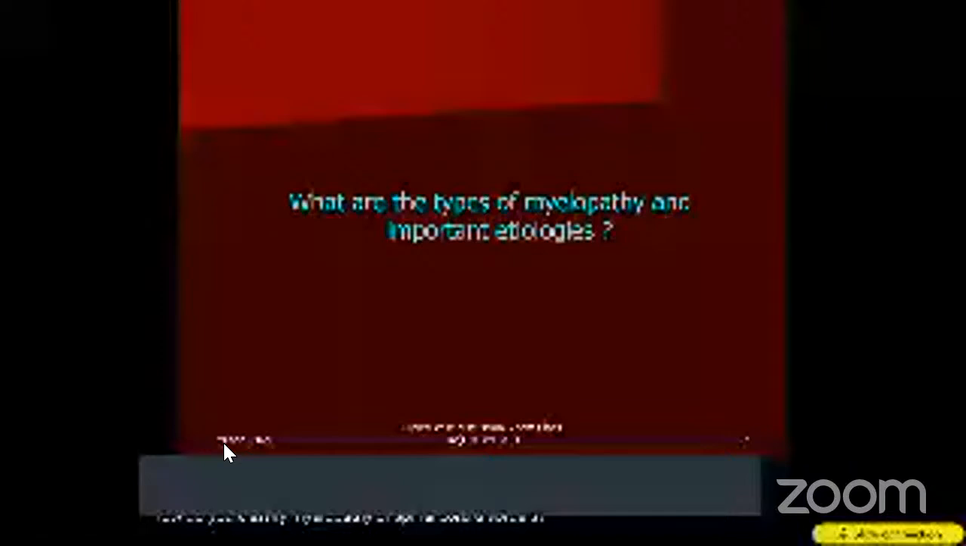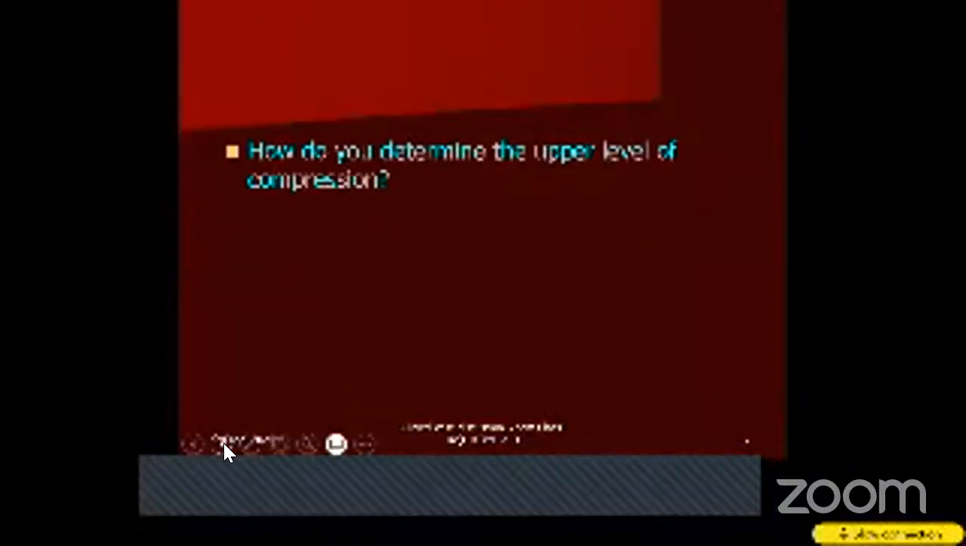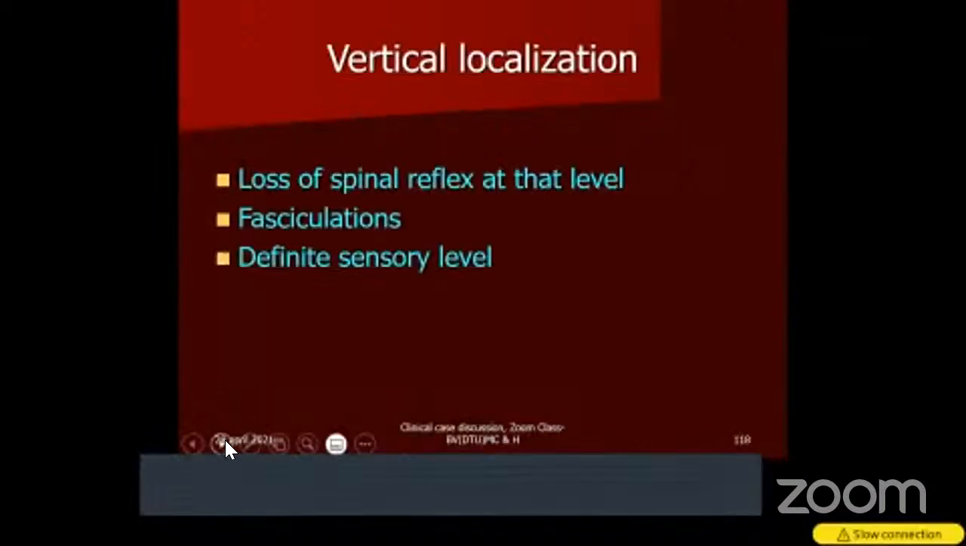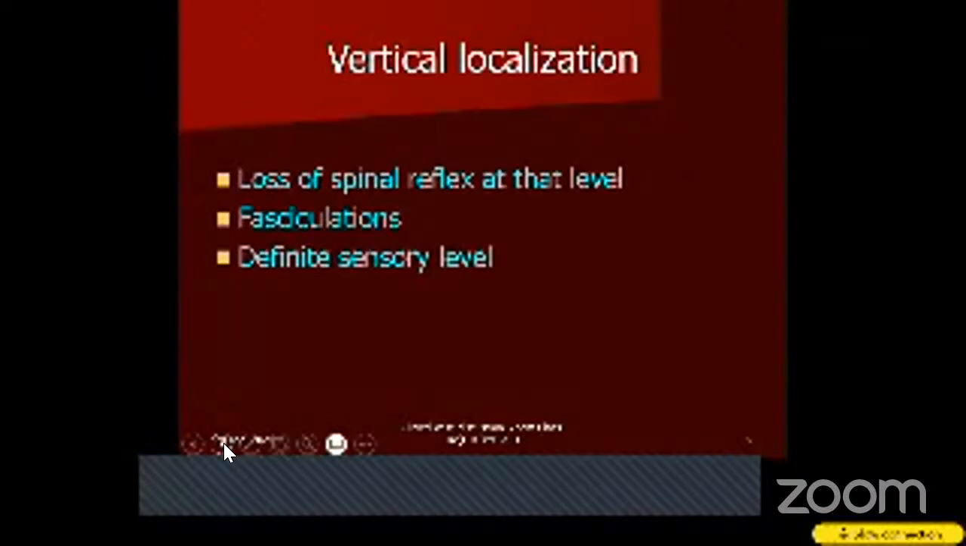How do you determine the upper level of the compression? In examination, you have taken the history, you have examined. And how do you know at what level compression is there? So that you can do imaging of that level instead of imaging the whole spine. What are the features which will tell you? You should have a sensory level, loss of spinal reflex at that level, and fasciculations, LMN signs.